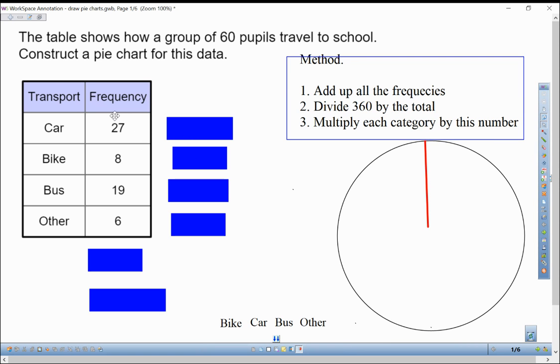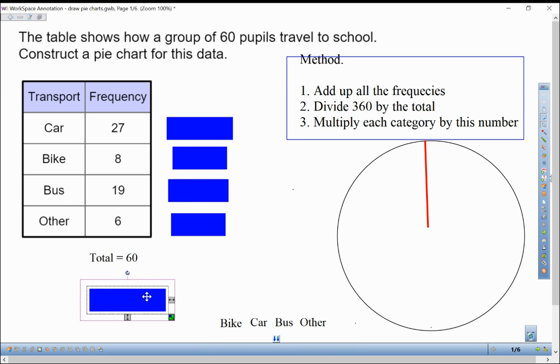Here we have our frequencies for each category: cars, bikes, bus, and other. The frequencies are how many times a car was used by the group, 27 times, so many times a bike was used, and many times a bus was used. What we've got to do firstly is add these up. We already know it because up here it says 60, but generally we always add up the frequencies to get a total, and this total is 60.